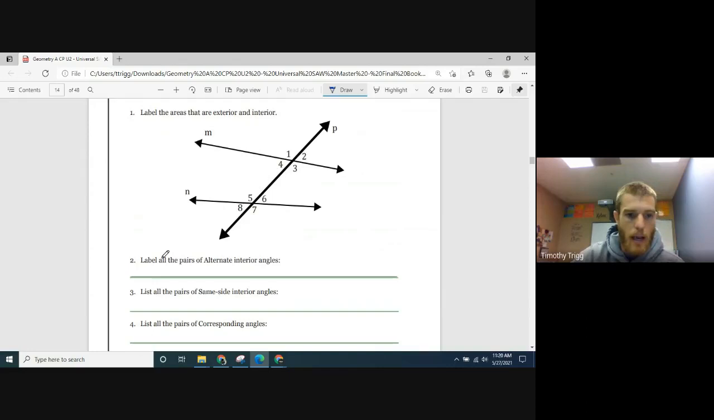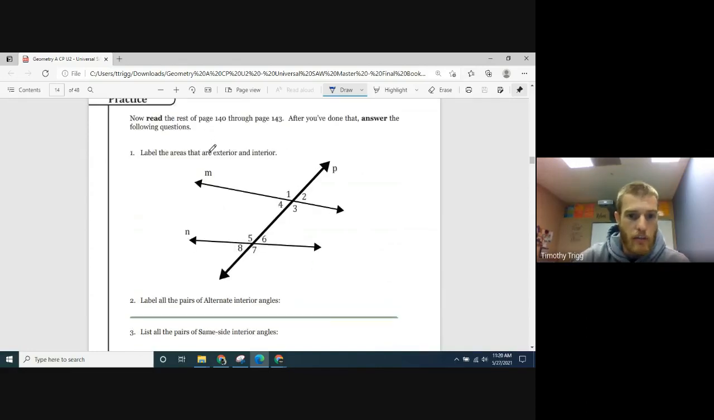All right, now label the areas for exterior and interior. So let's go ahead and circle these, and I want you to label them exterior, as well as these 7 and 8, they're also exterior. Okay, write the full word. I don't have time to write the full word, but you do, so go ahead and do that.